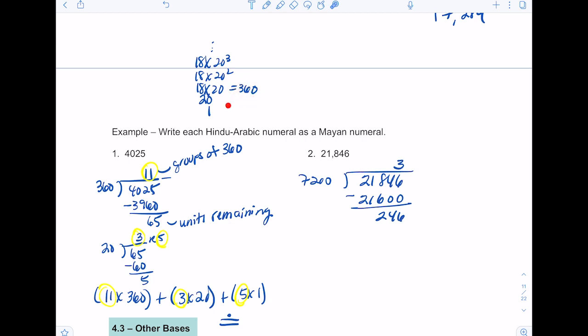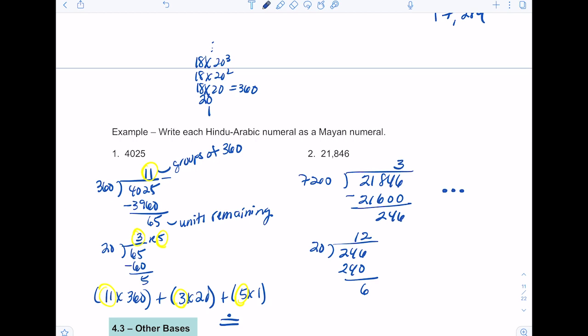So that just means then that we're going to put a 0 for that place value right there, because 360 cannot go into 246, but 20 can. So now I'm going to do 20 into 246. So 20 goes into 246 12 times, and 12 times 20 gives me 240. So we get 6 for our remainder, and we're done, right? Because underneath 20 is 1. So we're finished.